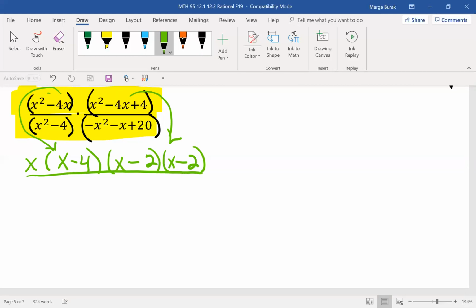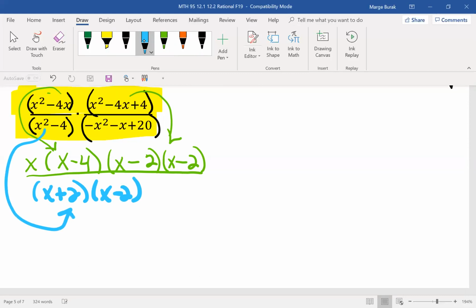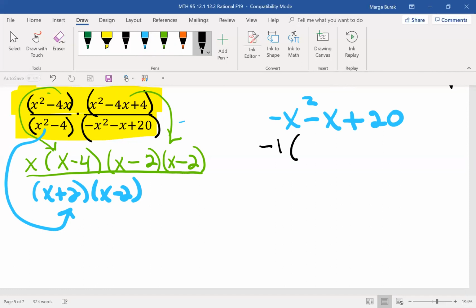All right, let's take a look at the denominator now. So x squared minus 4, that's the difference of 2 squares. That's x plus 2, x minus 2. So that one went there. Oh boy, this one's coming out here. Negative x squared minus x plus 20 is not okay because the first term is negative. I'm going to take the negative one out of there so I can factor it with ease.